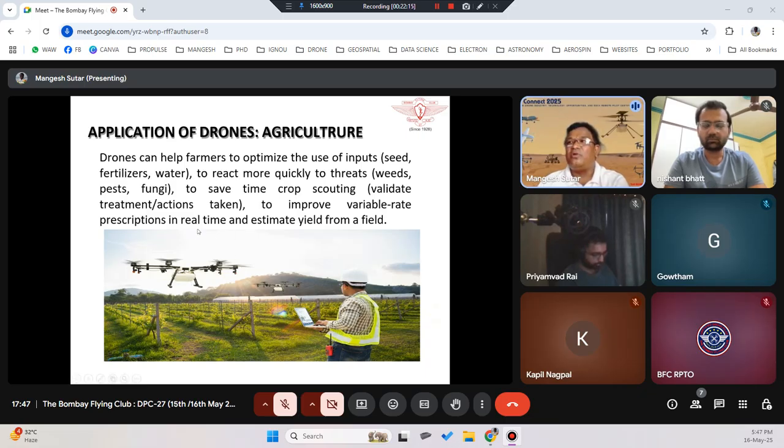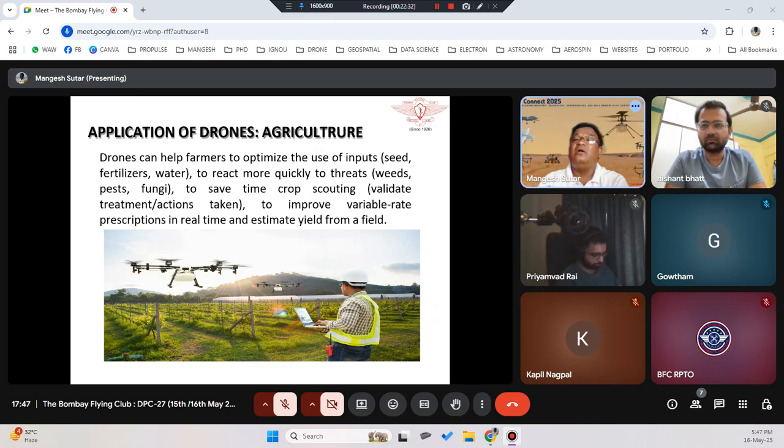Okay, but if you do crop monitoring, we will give you an input. Accordingly, you can spray the fertilizers, pesticides, or insecticides, or whatever, even water you need to put on the crops. Accordingly, you can take a decision. Because you are getting real-time data, you are seeing the crop in real time.